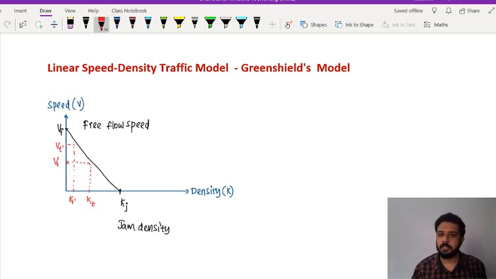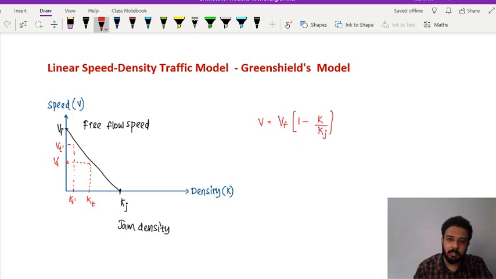So what equation has Greenshield told? If you want to calculate any speed at any time, no need to write Vt, simply you can put V. At any time T, if you want to calculate the average speed of the traffic stream, that will be equal to Vf into 1 minus K divided by Kj. This is the equation given by Greenshield. Very important equation, we have to remember it.